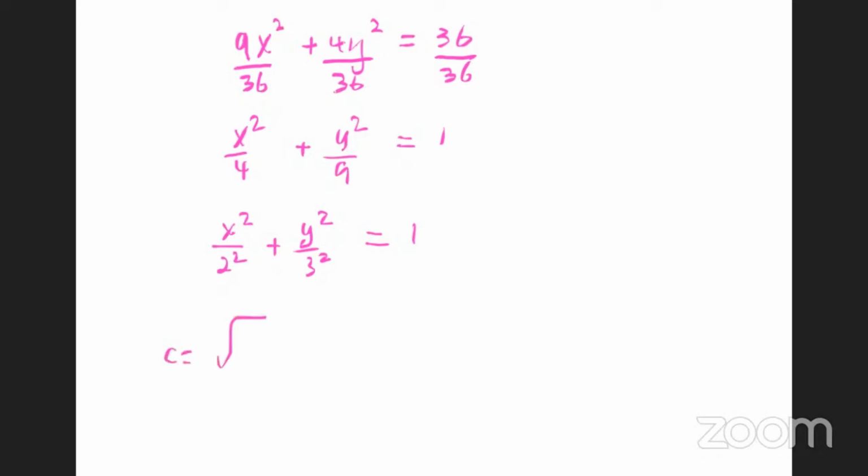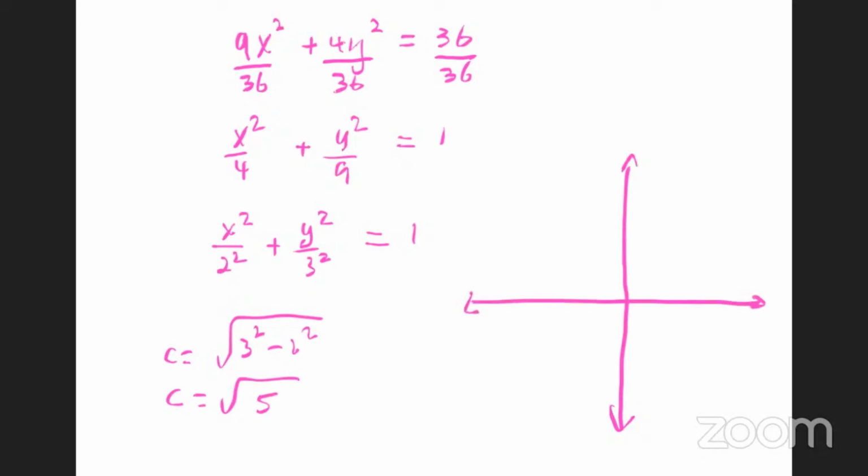Right, so you have C as the square root of 3 squared minus 2 squared. So that's the square root of how much? 9 minus 4, root 5. So the major axis is the y-axis. The minor is the x. Right, mine's not perfect, but root 5, negative root 5. Right. What would happen if the center is not 0, 0?